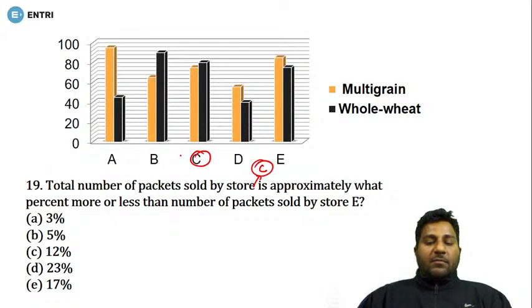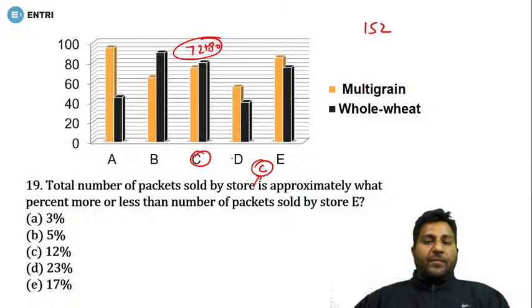Store C must have sold what? Look at this. Store C sold 72 plus 80, which means let's add both the data: 152. Is approximately what percent more? So let's take the ratio of packets sold by store E. Store E sold 84 plus 72, so it will be 156.